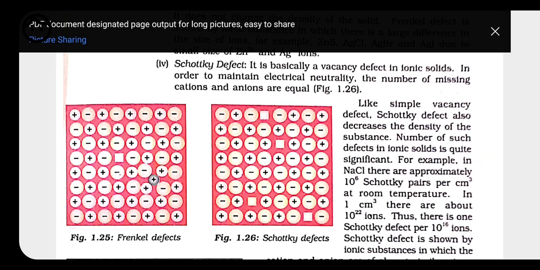Third difference between the Schottky and the Frenkel: the Schottky defect occurs in highly ionic compounds with high coordination number, where the positive and negative ions are of similar size. But the Frenkel defect occurs in ionic compounds where there is a large difference in size between the positive and the negative ions, because we know that here only the positive ion is going to dislocate and take the interstitial position. That's why here the size of this one would be smaller. Okay, these are all about the stoichiometric defects.